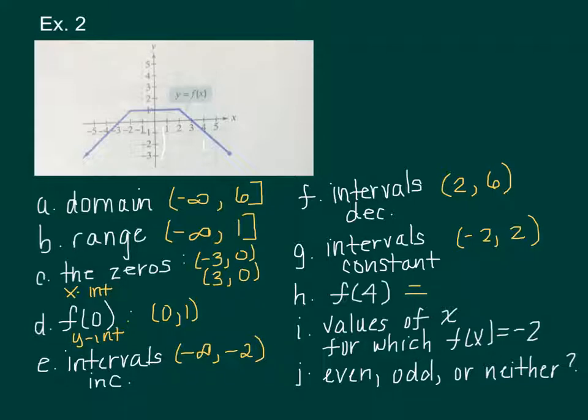F of 4, that means when x is 4, what is y? So when x is 4, y is negative 1. And then for I, it says values of x for which f of x is negative 2. F of x is y. So if we look along here, we actually have two x values where y is negative 2. We have negative 5 and we have 5.